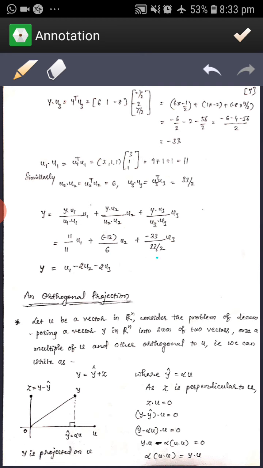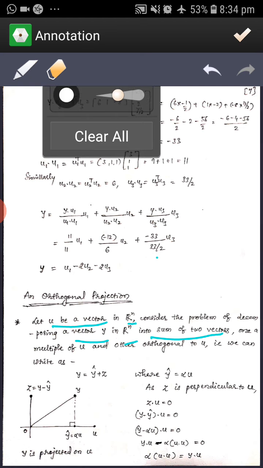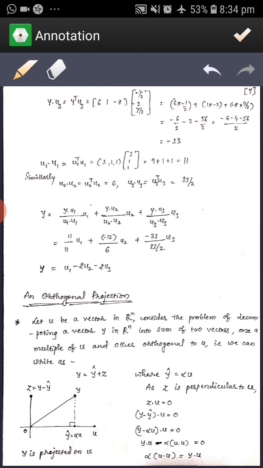orthogonal projection. Let u be a vector in Rn. Consider the problem of decomposing a vector y in Rn into a sum of two vectors, one a multiple of u and the other orthogonal to u. So we can write it as, basically here we are looking into projection.